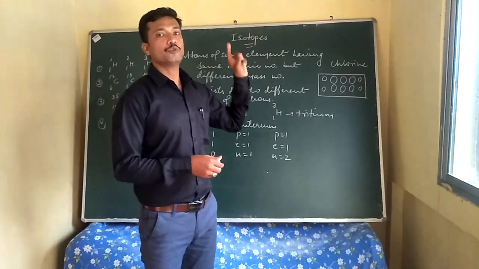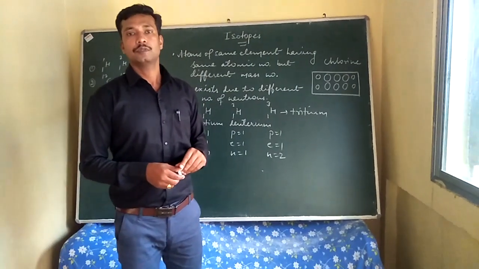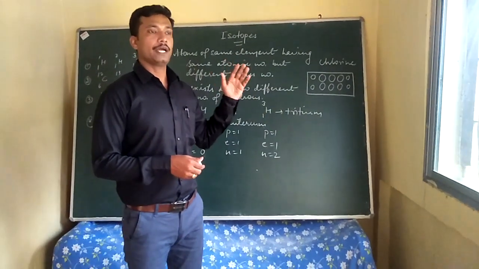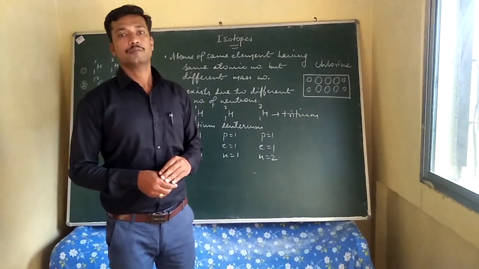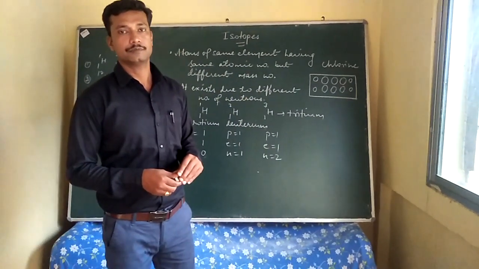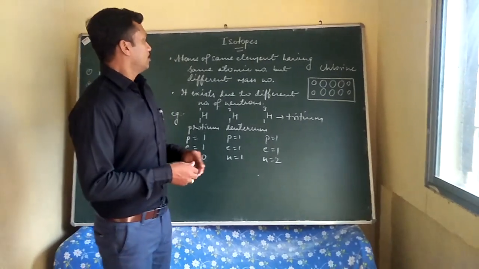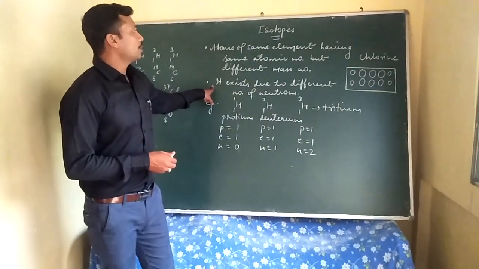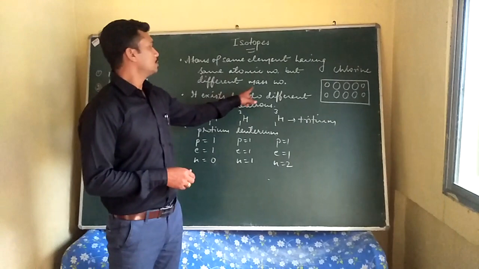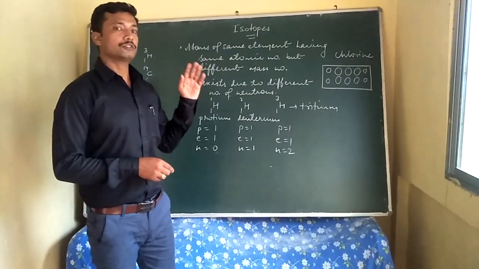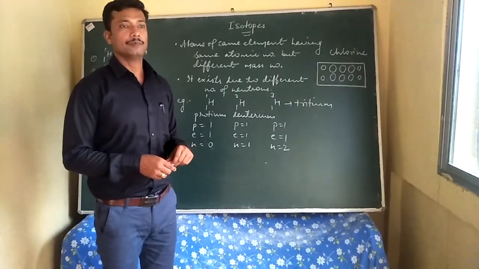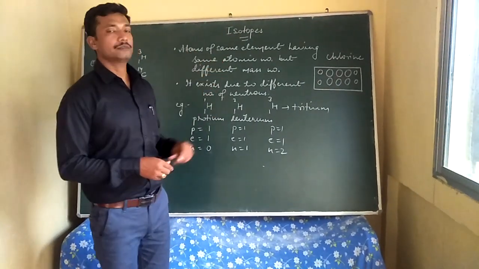But isotopes prove this wrong, because even though the atoms are of the same element, they are sometimes not the same. So the second point about isotopes is that they exist due to the difference in the number of neutrons. Because the number of neutrons is not the same, isotopes exist.